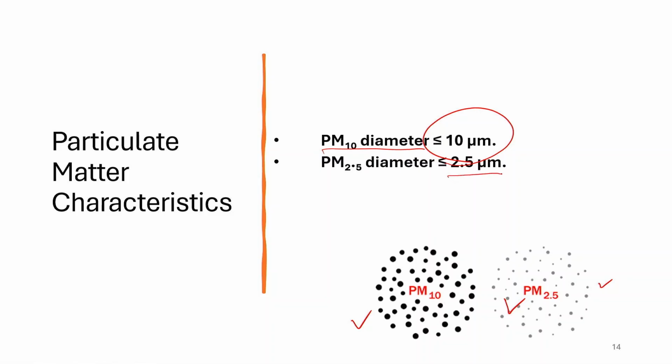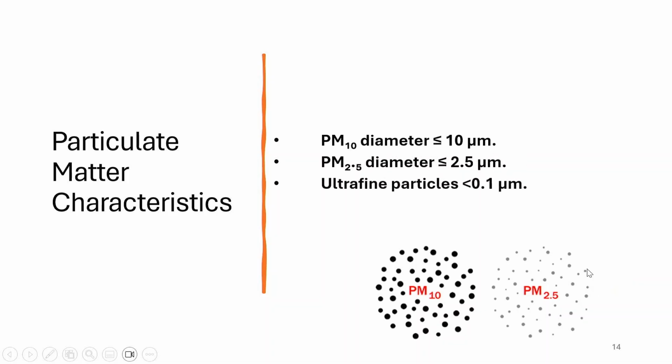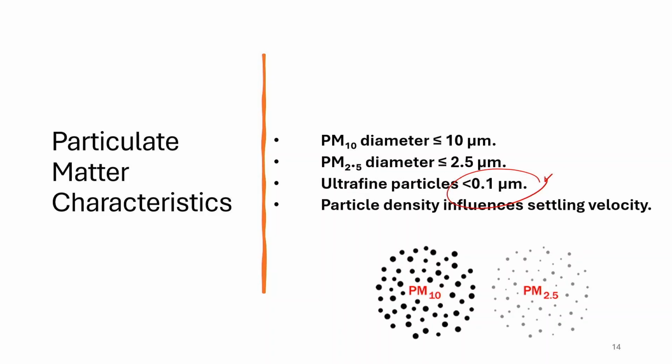2.5 micron. PM 2.5 is more dangerous because it reaches our lungs easily, and also ultra fine particles, less than 0.1 micron, even penetrate into our blood. So, we have to protect ourselves from these particles through textile filters. Particle density also influences the settling velocity.